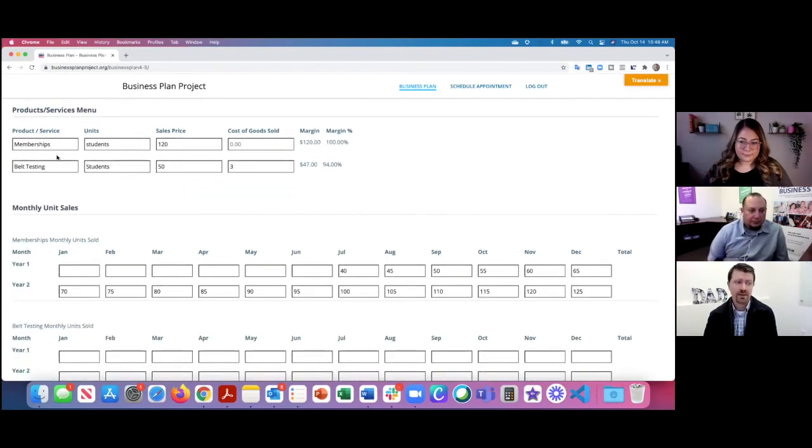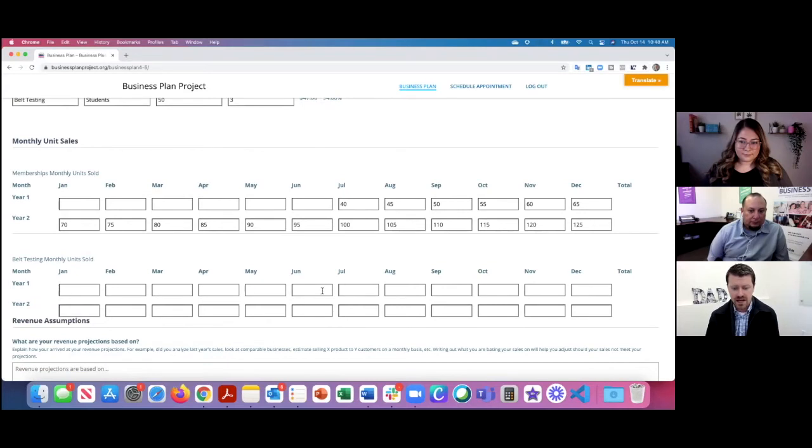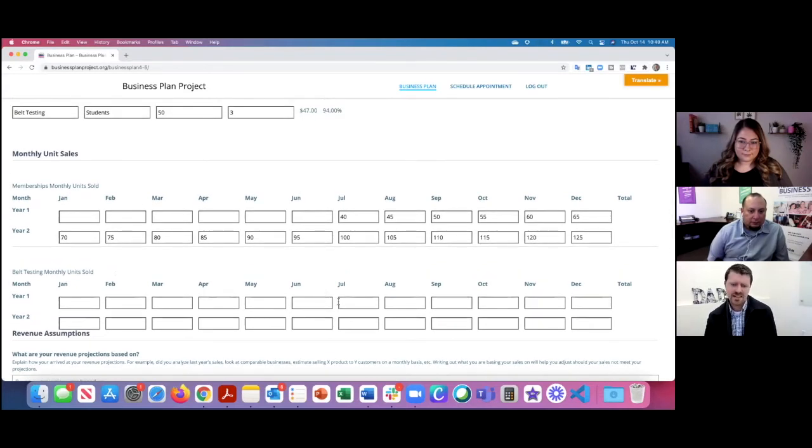Secondly, we have another product or service. We are going to say that we charge $50 for belt testing. And let's say on average, we do about 20 students a month. So you can kind of copy and paste this. That'll be our assumption. Again, assumptions are key. No one can argue with your numbers, but they can argue with your assumptions. And that's on you. You've got to know what you're going into the plan with. But that's our plan. Keep it simple.